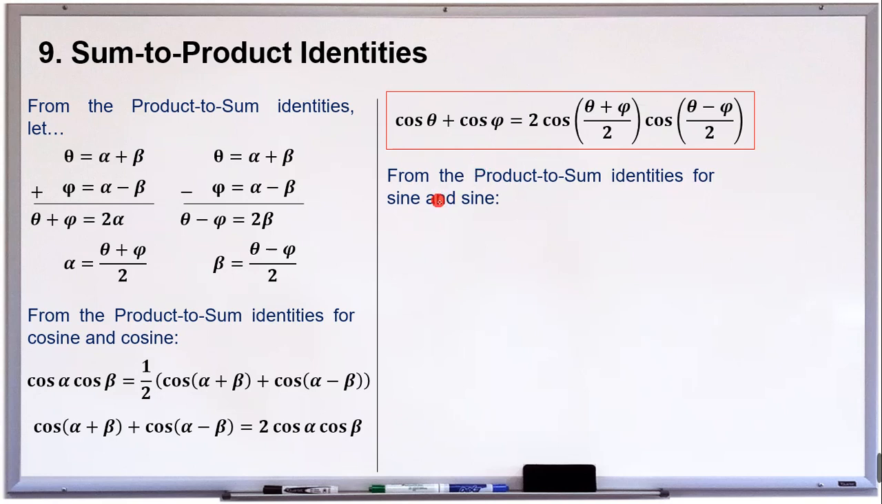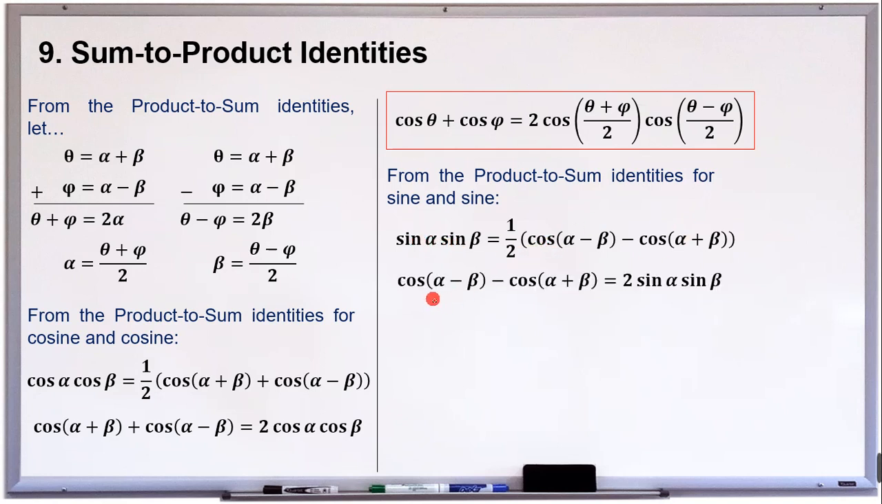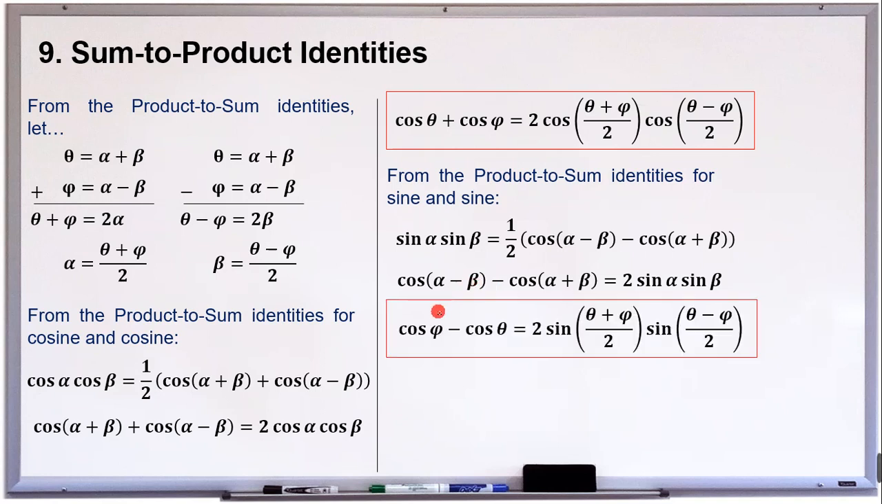Okay, we still have the last one. So we have the product to sum identity for sine and sine. So we have sine alpha sine beta is equal to this one. Multiplying both sides by 2, you will end up with this equation. Then substituting the expressions for alpha and beta, you will arrive at this equation, which is the sum to product identity for cosine and cosine. So we have cosine phi minus cosine theta is equal to 2 sine theta plus phi all over 2 times the sine of theta minus phi all over 2.